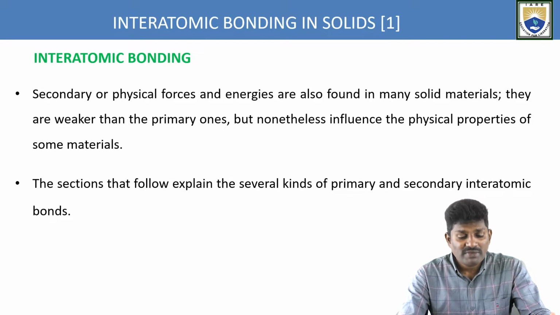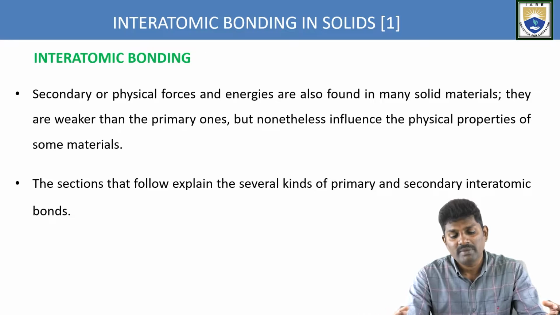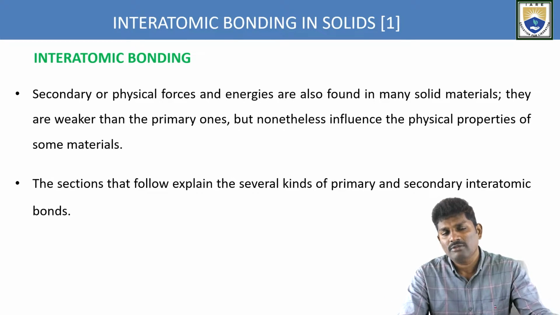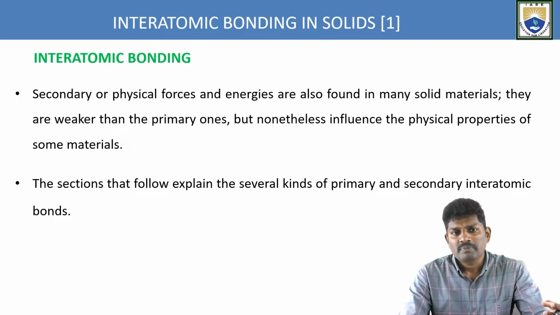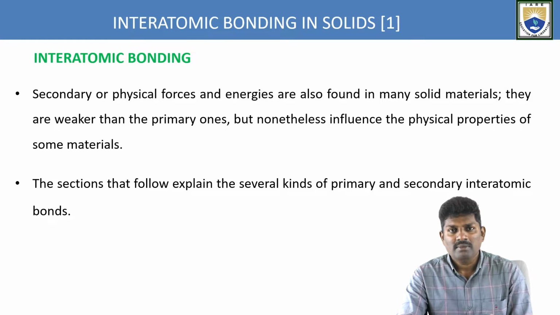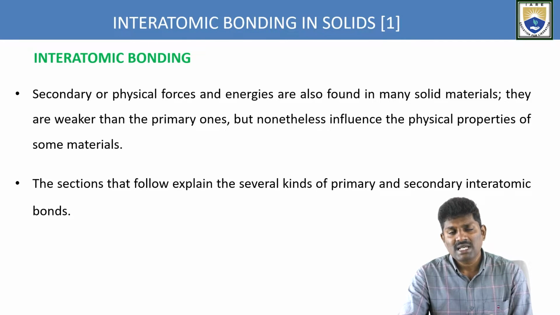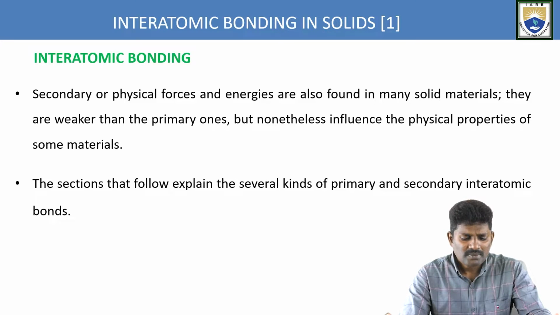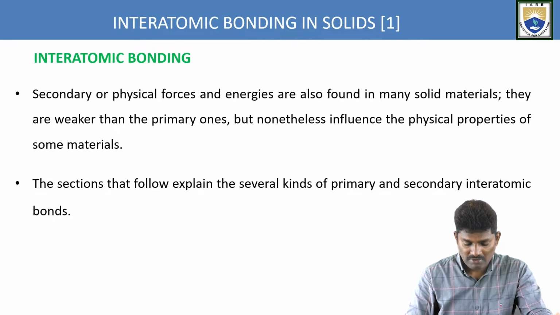And the secondary or physical forces and energies are also found in many solid materials. We can see not only the primary, but also other secondary forces involved in solid materials. So what happens because of these secondary forces acting on the atoms? They are slightly weaker than the primary ones, and they also influence the physical as well as the mechanical properties of the materials. And we'll see each type of bonding here.